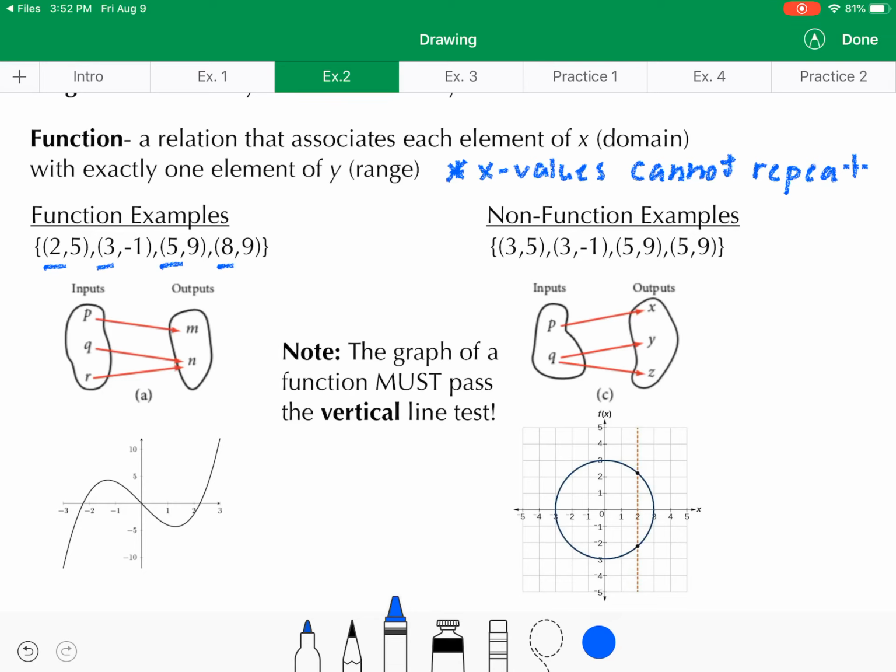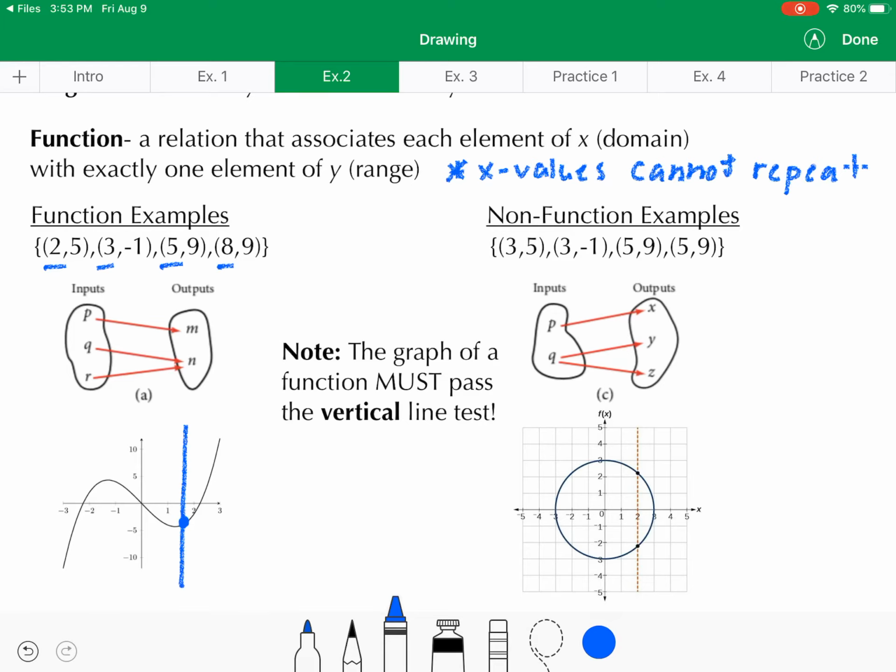I can tell that this is a function because it passes the vertical line test. Does not matter where I draw a vertical line on this curve, it's always going to intersect the curve at one point and only one point. If it intersected at more than one point, you would have repeat x values at play. That's not the case here, so we're a function.